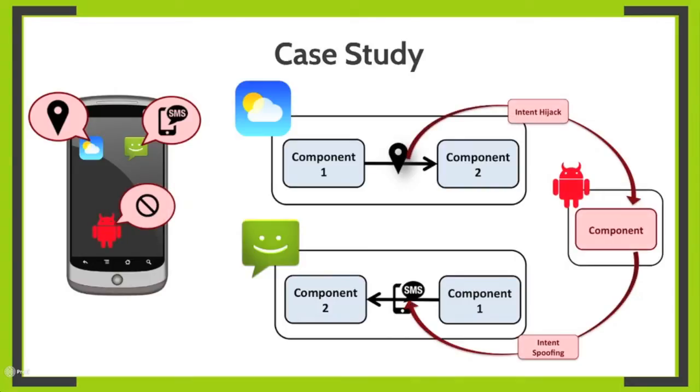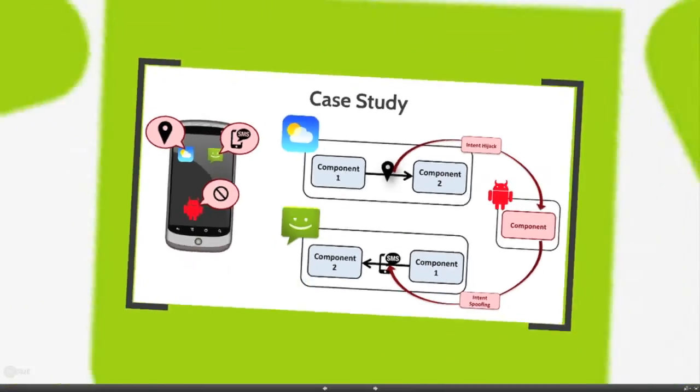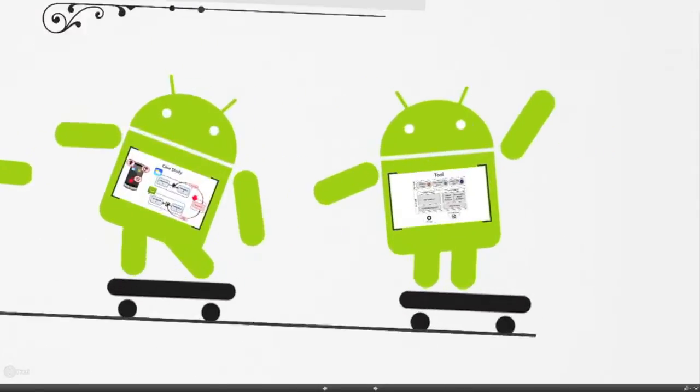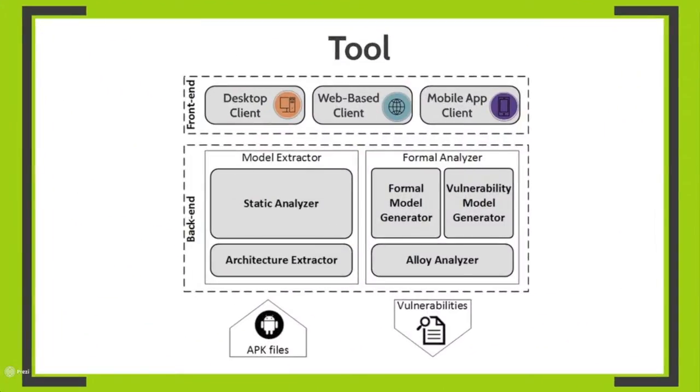As a result, a malicious application which is installed on the same device can exploit these two vulnerabilities and send the device location to a desirable phone number via text messages, without the need for any permission. Let's see how COVERT detects these kinds of inter-app vulnerabilities.